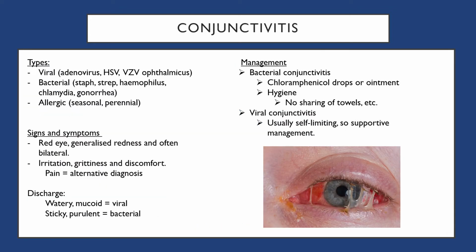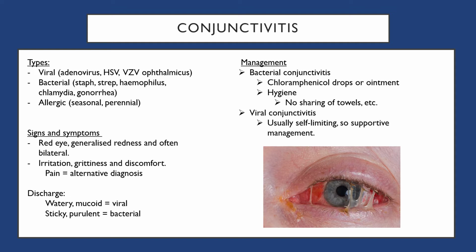So moving on to the next layer of the eye, the conjunctiva. This can also get inflamed. It's very common to see in children and in adults, and you can get viral, bacterial, or allergic conjunctivitis. So viral conjunctivitis is most commonly caused by adenoviruses, by herpes simplex, or by varicella zoster. Bacterial infections can be caused by Staphylococcus, strep, or Haemophilus, but chlamydia and gonorrhea are important pathogens to know about.